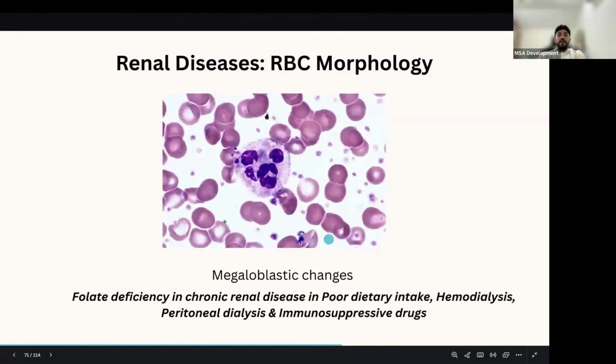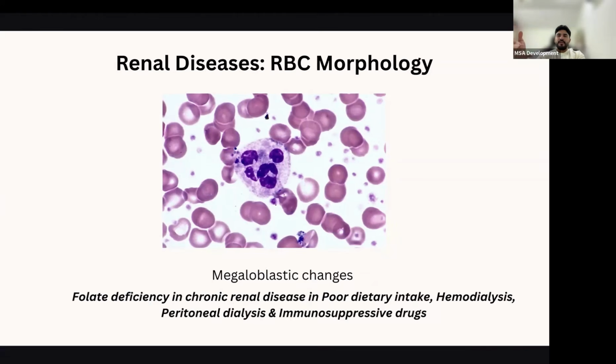Okay. Then you have the megaloblastic changes. So this is basically due to vitamin B12 or folate deficiency, where you can have megaloblastic anemia. All right. In the context of renal disease, you will have folate deficiency in chronic renal disease due to hemodialysis, due to immunosuppressive drugs, or due to poor dietary intake.